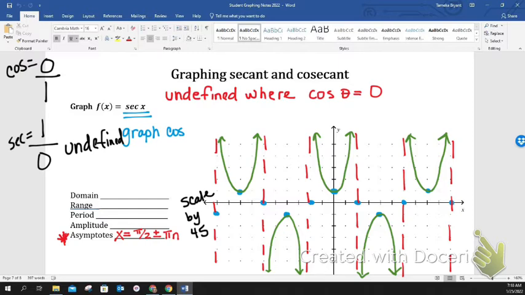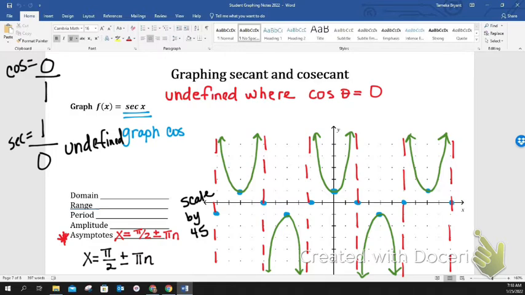those in the back, you might not be able to see that. x equals pi over 2 plus and minus pi n, and we put an n in there because that's repeating every 180 degrees. And it's positive, so we're going to the right 180 and to the left 180. That's every place where we have an asymptote.